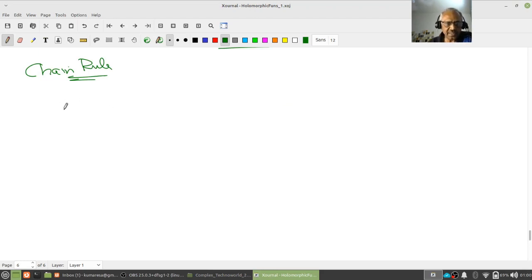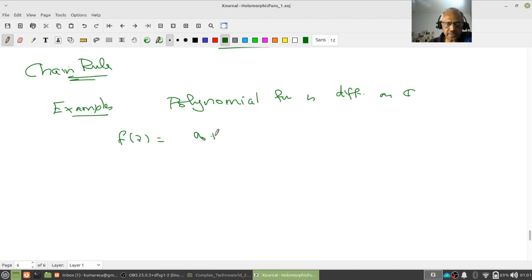Now let's take a break. Let's go to examples now. Therefore, any polynomial function is differentiable on C, right? Suppose f of z equal to a0 plus a1 z plus ... plus an z power n. We proved the power functions are differentiable and scalar multiplication of these things are differentiable and sum of differentiable functions is differentiable, therefore this is differentiable.